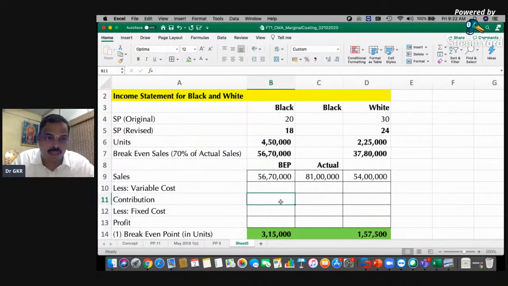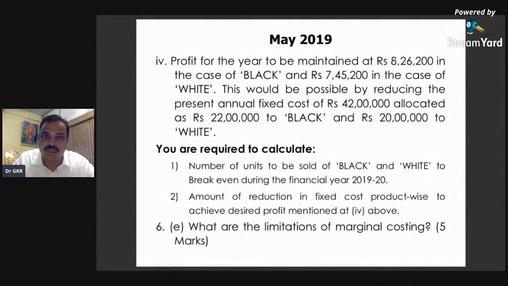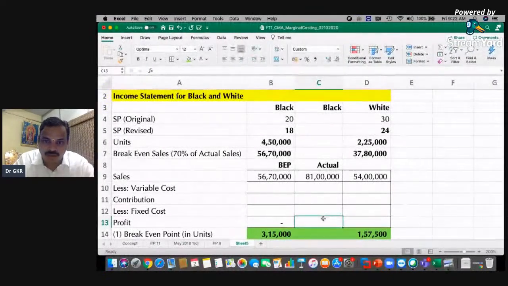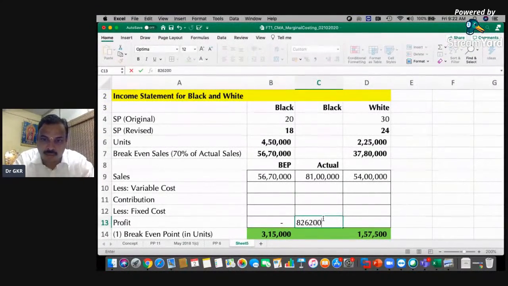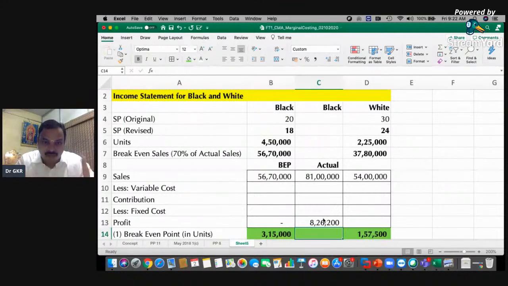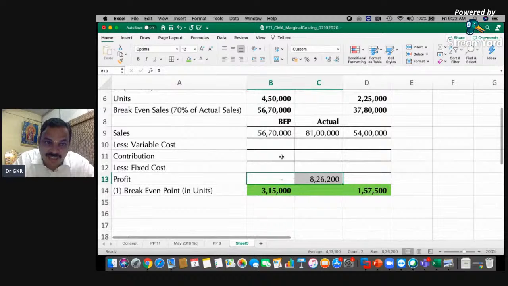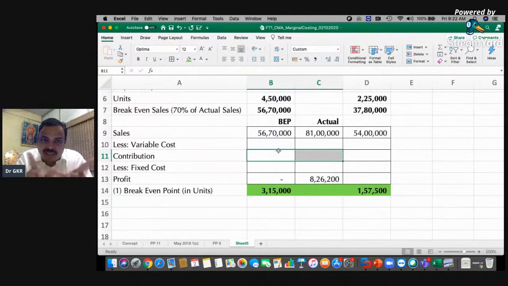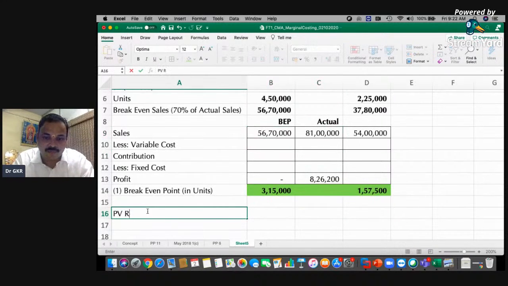So we don't know what it is, but for break-even point, profit will be 0. For actual, the profit is how much? Profit for the year to be maintained 826,200. This point is very, very important. Once you have got this point, the problem is solved. So what is your change in profit? That is your change in contribution. And change in contribution divided by change in sales. So what is your PV ratio?